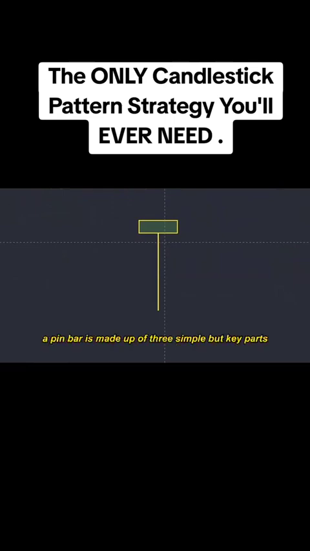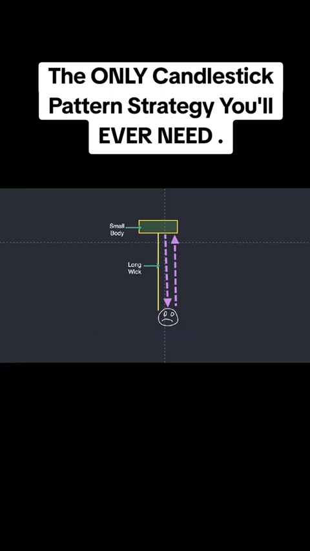A pin bar is made up of three simple but key parts: a small body, a long wick or tail, and a short shadow. The small body represents the open and close prices during a specific time frame, showing minimal movement. But here's where it gets interesting: the long wick is where the action is. This wick tells you that the market tried to push prices in one direction but got smacked back, indicating rejection of that level. The short shadow on the opposite side just reinforces this, showing that the market couldn't move much in that direction.